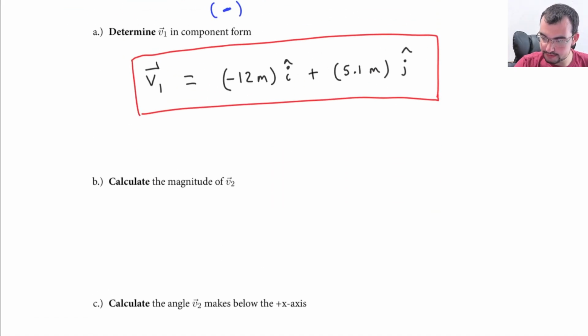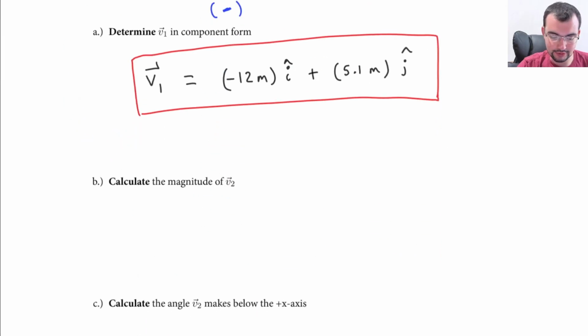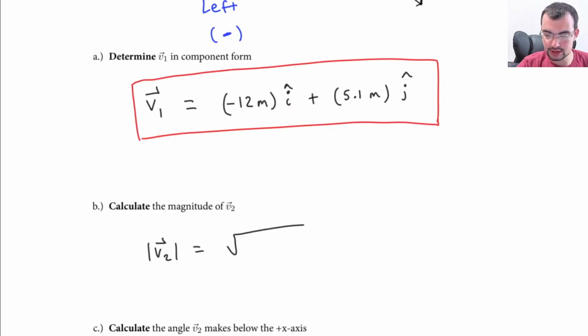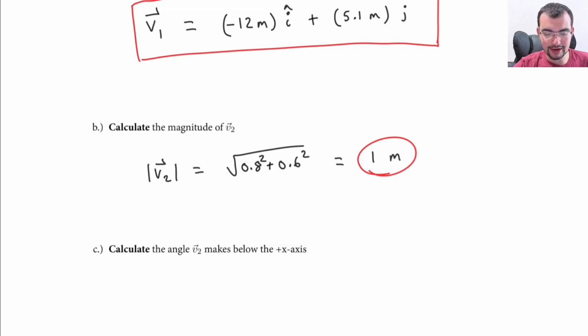What is the magnitude of V2? Well, V2 is already set up for us in component form. So the magnitude of V2 is just going to be the Pythagorean theorem. We take the square root of the sum of the squares. And since it's addition, the order that you put the things in the formula doesn't matter. Pythagorean theorem doesn't care what's A and what's B. This is exactly 1. Work that out.